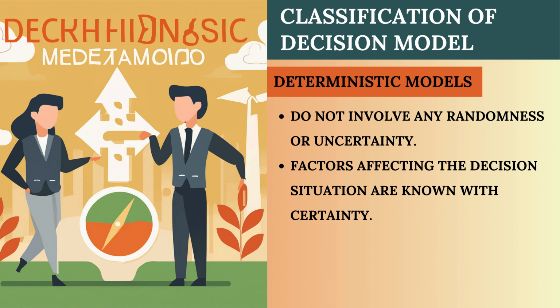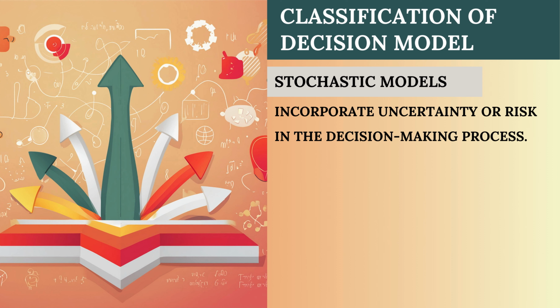Then come stochastic models. They take into account the presence of random or probabilistic elements in the decision situation. These models incorporate uncertainty or risk in the decision-making process. For example, in a stock market investment problem, a stochastic model might consider the random fluctuations in stock prices and incorporate probabilities to evaluate the potential gains or losses.